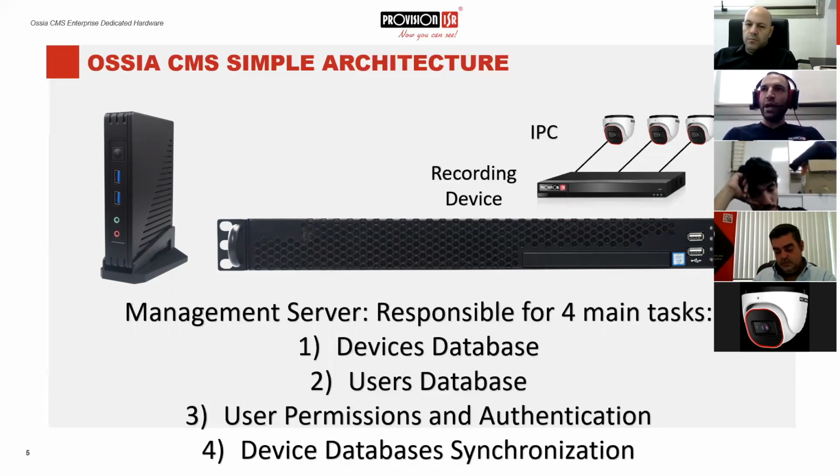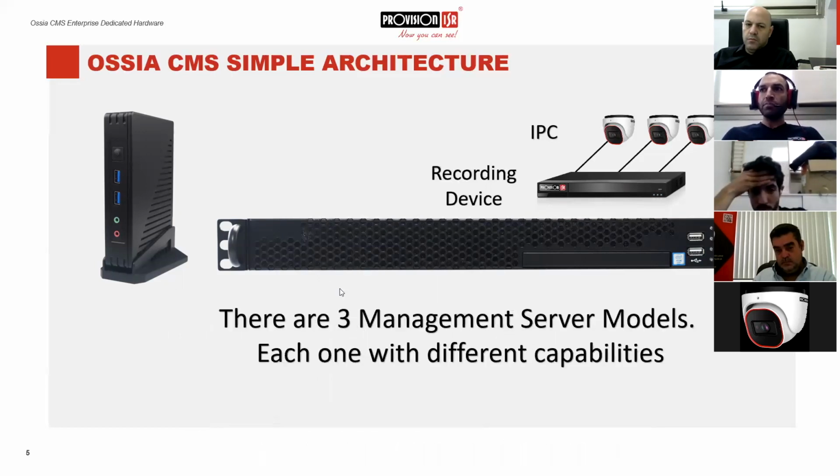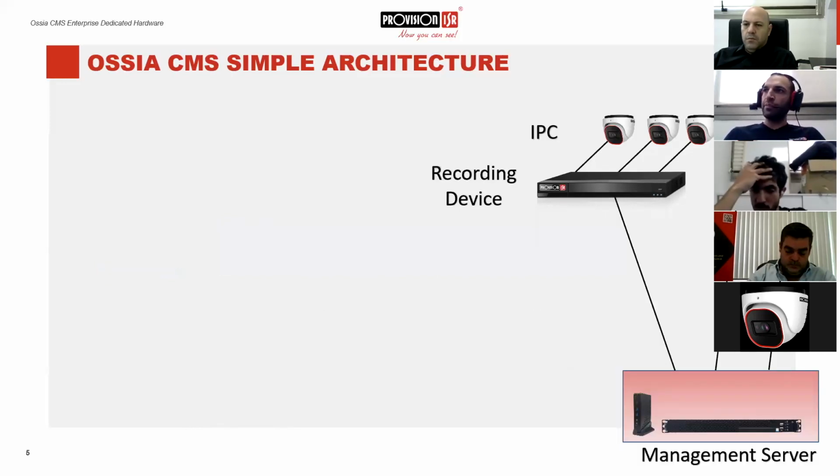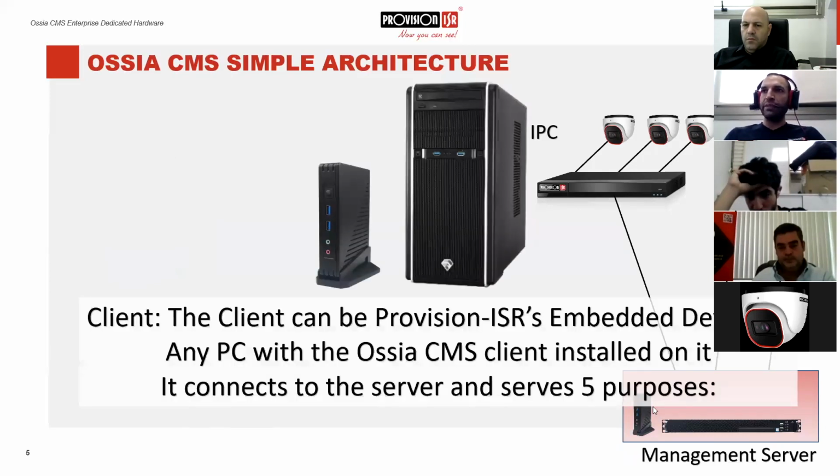And why we have 2 pictures here is because there are actually 3 management server models, each one of them with different capabilities. I'm not touching the capabilities now, okay? I'm just showing you the architecture, okay? So this is the management server. Everything is connected to it. The management server, of course, is the heart of the system, okay? Without it, the system will not operate.